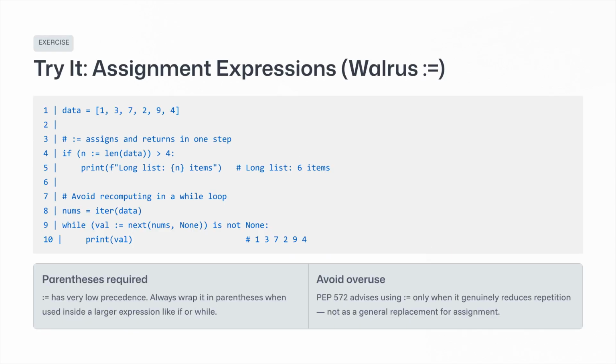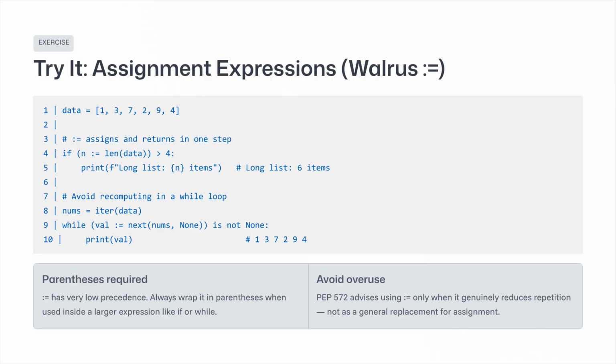Walrus operator in practice. Line 1, data is a list of 6 numbers. Line 4, if (n := len(data)) > 4. This assigns 6 to n and tests it in one step. Line 5, inside the if body, n is already available. We print long list, 6 items.